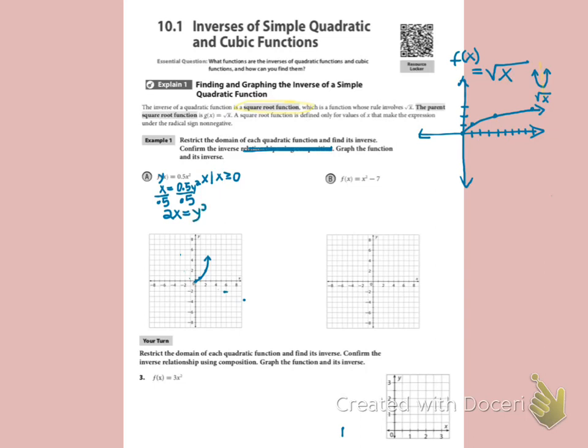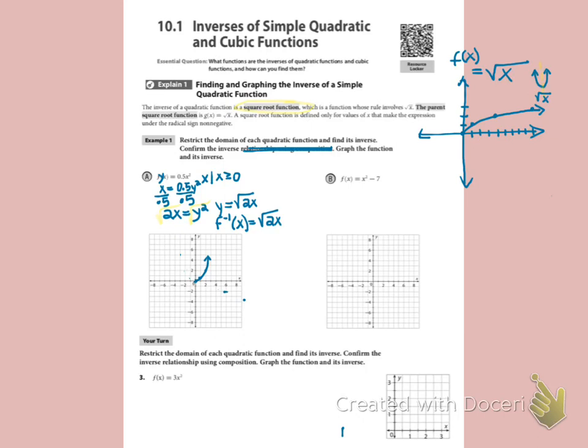And then to solve for y, we want to undo the squaring, so we're going to go ahead and square root both sides, giving me y is equal to the square root of 2x. And then if I wanted to write it in function notation, remember we replace y with the function, but we use this -1, which is read f inverse of x, and that equals the square root of 2x.